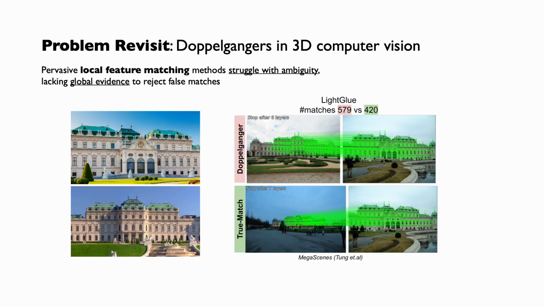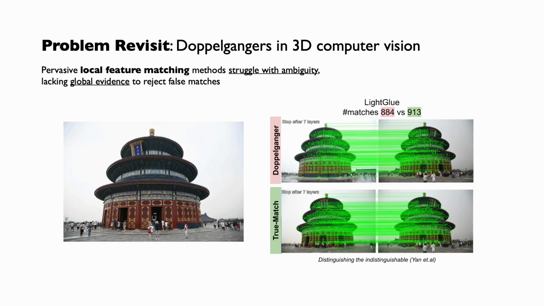For example, this is Belvedere Palace, and these two images here are the frontal and back side of the palace. They look very similar, but are different facades. If we want to reconstruct Belvedere Palace from internet photos with varying camera distance and viewing angles, this pair of images will cause problems. As an example, an advanced feature matching method like LightGlue here yields 579 matches in this pair of frontal and back facade images, compared to 420 matches in truly matched pairs.